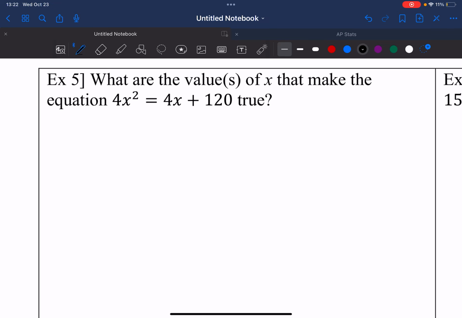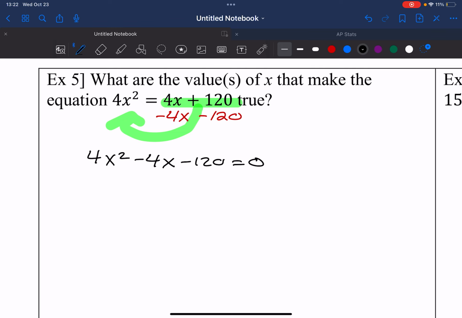Okay, on the back, we're doing the same thing. We have to first see if this is in standard form. And we notice this says 4x squared equals, so we know it's not in standard form. So we have to take the right side and move it over to the left. And we do that by subtracting the 4x and subtracting the 120. So I have 4x squared minus 4x minus 120 equals 0.